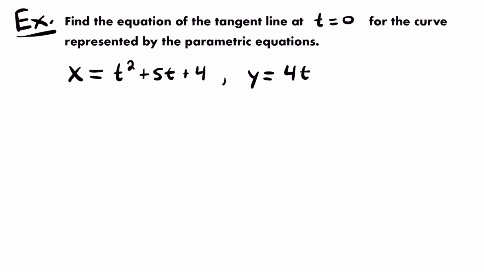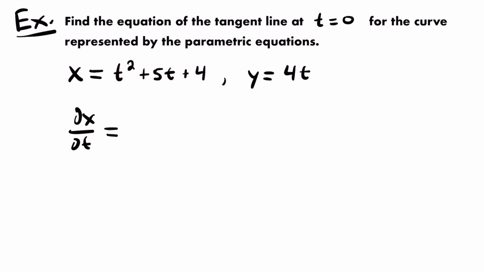Let's start by finding the slope at this value of t, and that's going to involve finding the parametric derivative for these parametric equations. And so in order to find that, we need to take the derivative of x and y with respect to t. So let's do that. Let's start by finding dx/dt. dx/dt will be equal to the derivative of t squared plus 5t plus 4.